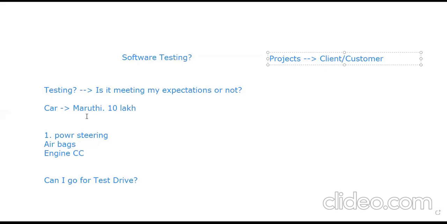In this case, we ourselves are purchasing the car, and we ourselves are validating the things, and we are the only responsible people. In the software case, the client does not have an ample amount of time. That is why a separate testing team is there, and we are validating the things on behalf of the client. How the client thinks, our thinking should also be the same. So that is the importance of software testing.